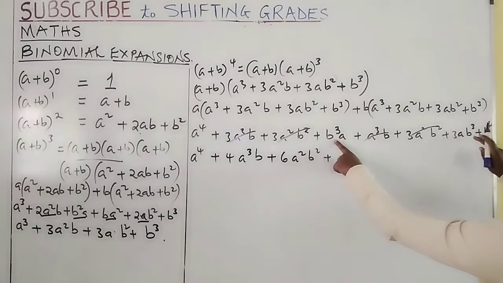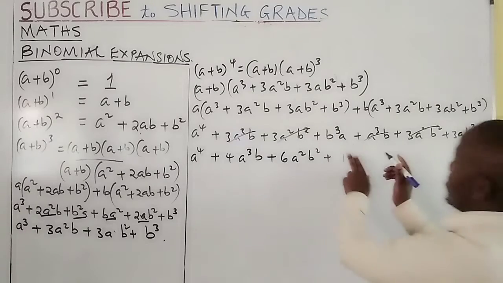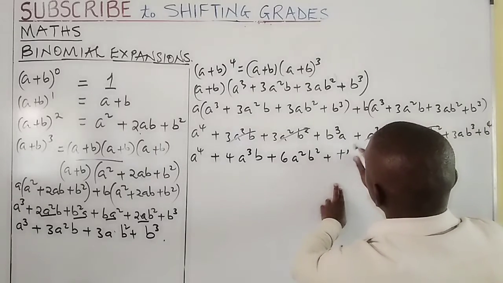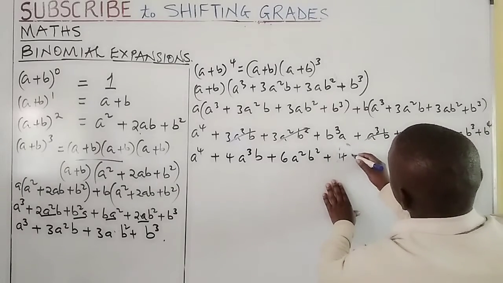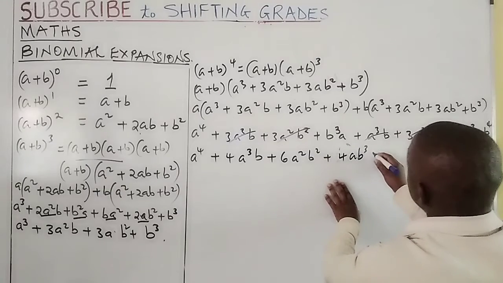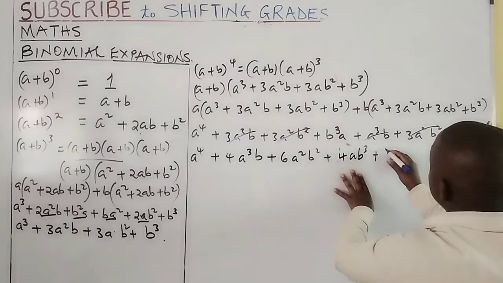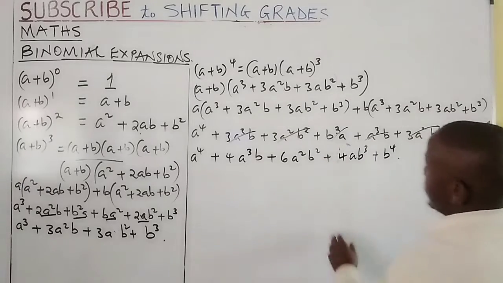And this is b power 3a. Therefore, 3 of them and 1 of them, they become 4. They become 4. Therefore, 4 b, or we can start with the a b power 3, then plus b power 4, like that.